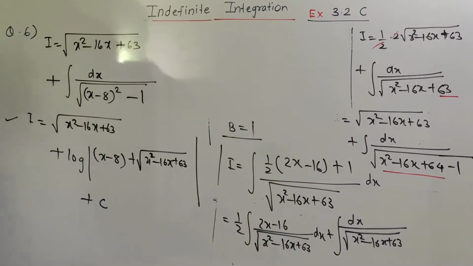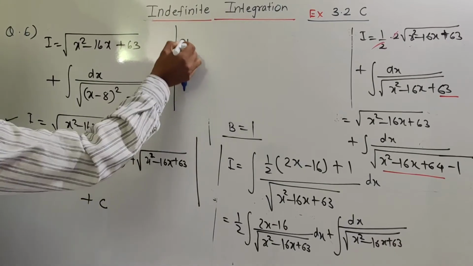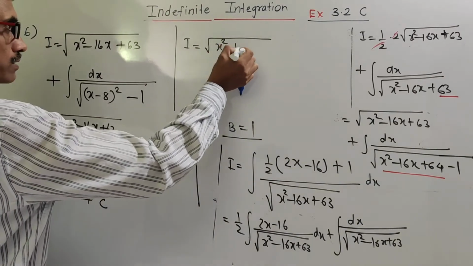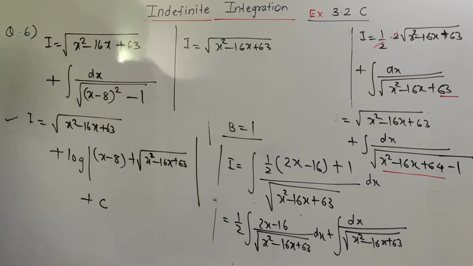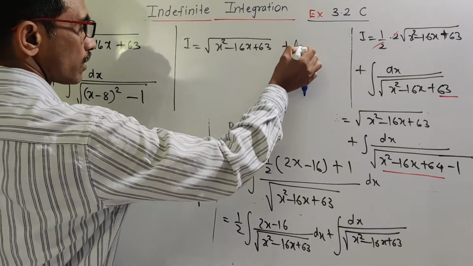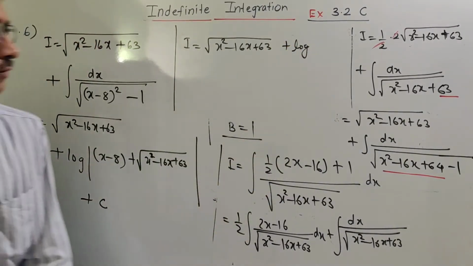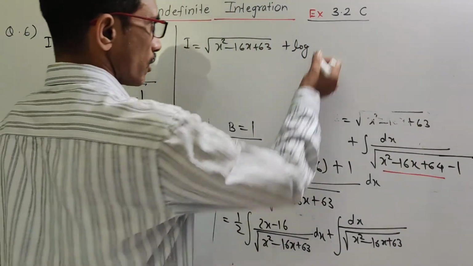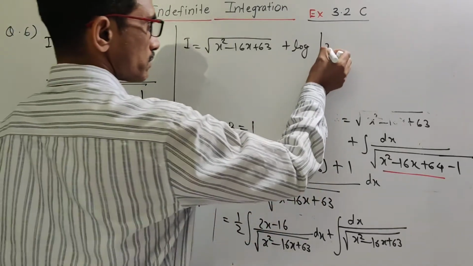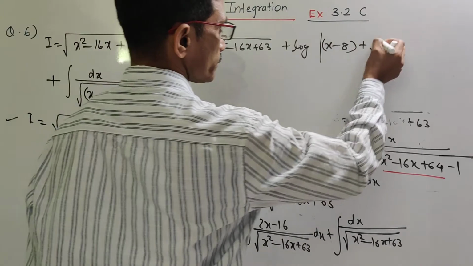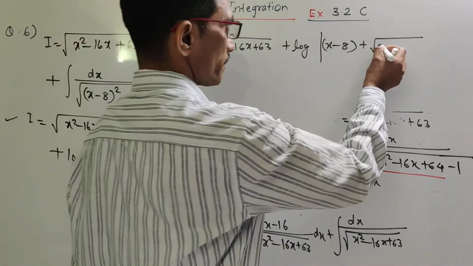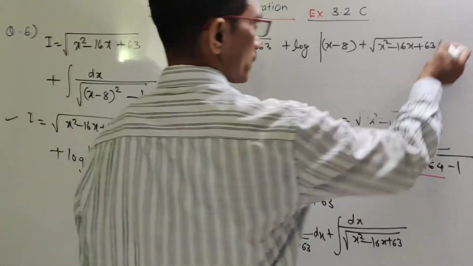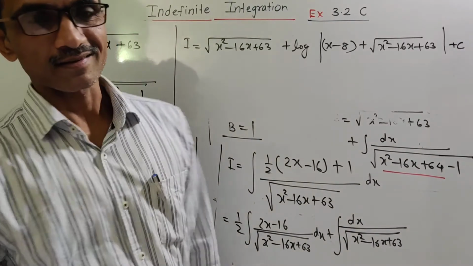The answer of this question is I is equal to root of x square minus 16x plus 63 plus log of x minus 8 plus root of x square minus 16x plus 63, plus c. This is the answer.